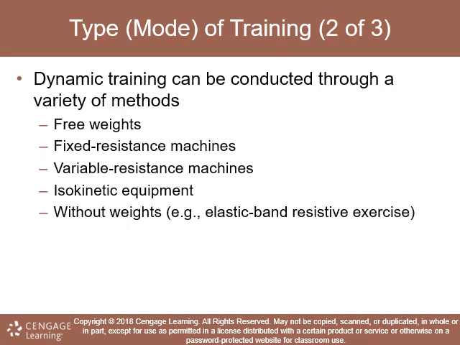Now, how do we do that dynamic training? That's what you see in most strength training exercises. You can use free weights, fixed resistance machines, variable resistance machines, isokinetic equipment, or you can even do it without weights. You can use elastic bands. You can, as you have all seen at this point, because I know which group I'm talking to specifically. There are lots of different exercise modalities. You can do it with weights. You can do it just using your body weight.